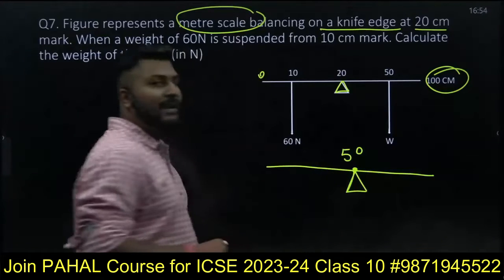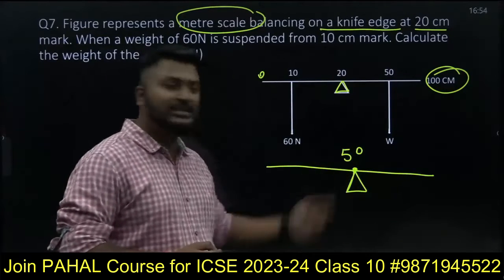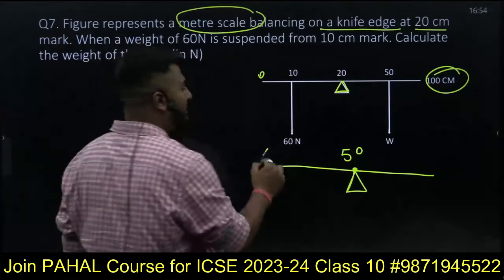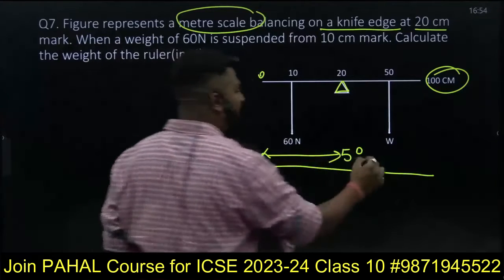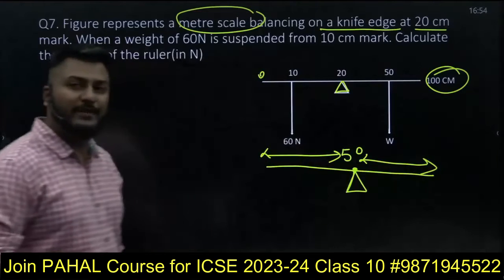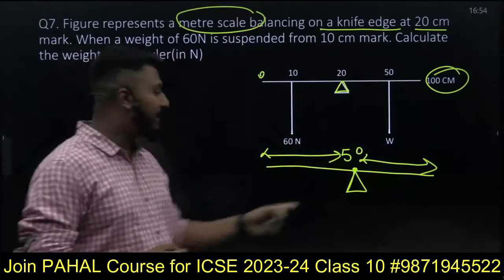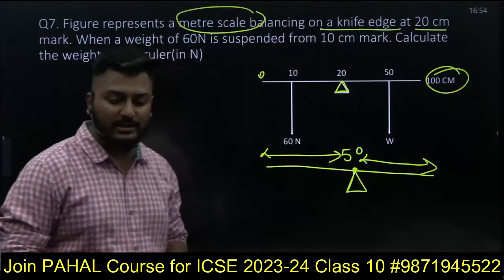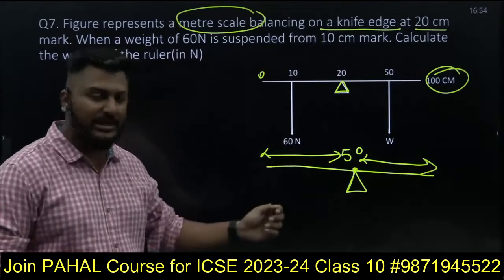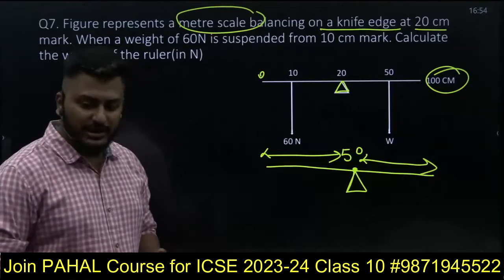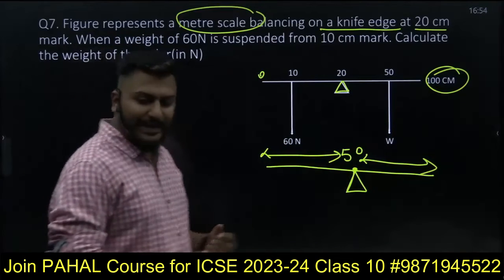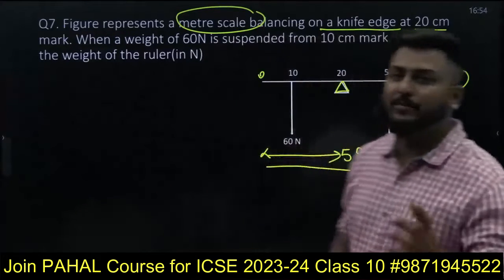So if we place the knife at 50 centimeter, that means this distance is also 50 centimeter and this distance is also 50 centimeter since it's a 100 centimeter scale. So the center of gravity will lie at the center of this scale. Is this okay? Is this understandable? Yes or no? Clear hai sabko? Right. So at 50 centimeter, that would be the point of equilibrium.